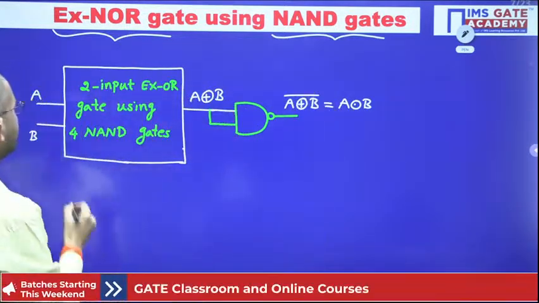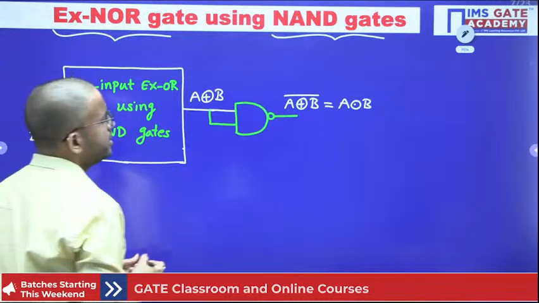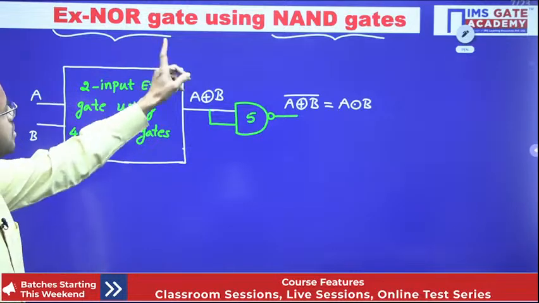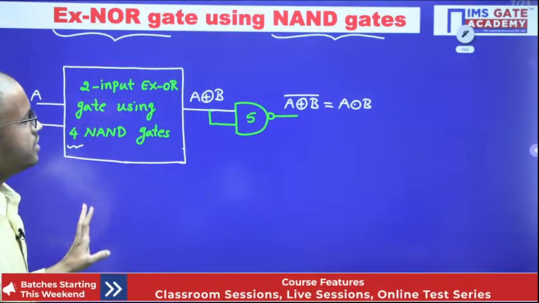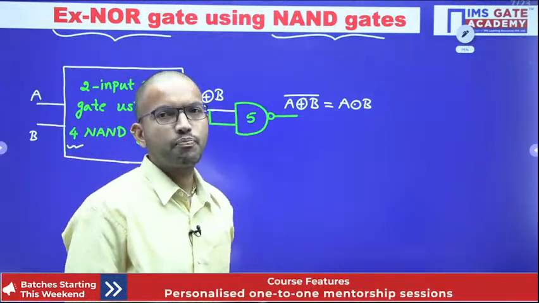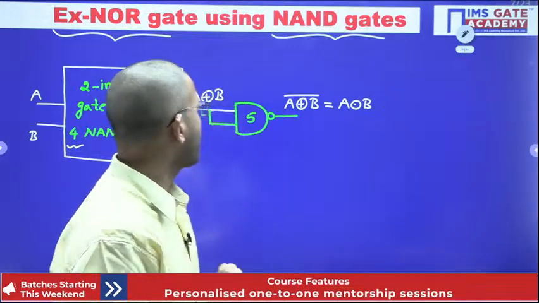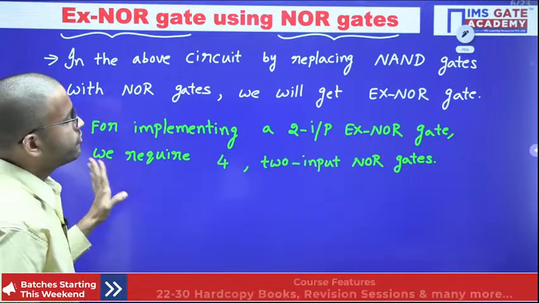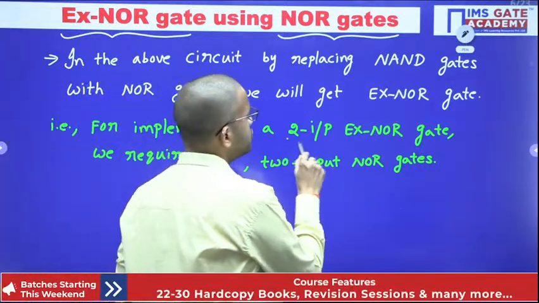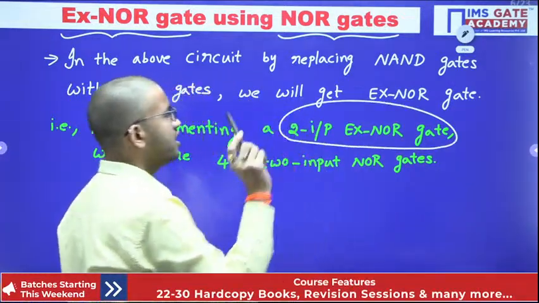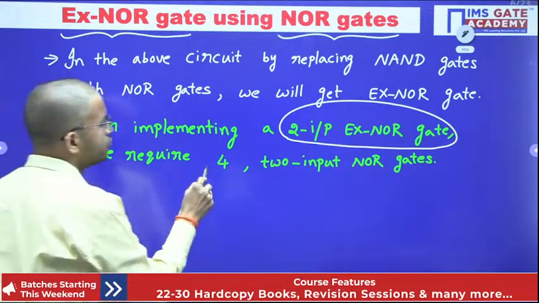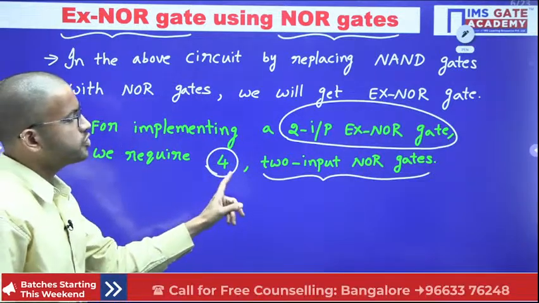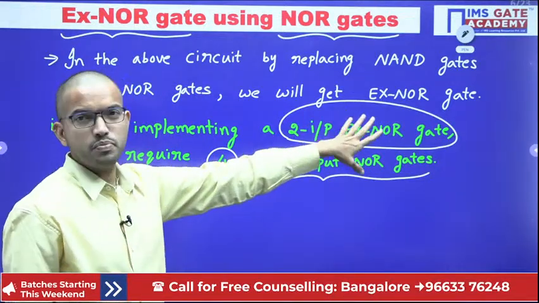So here I have used 4 NAND gates, and now I am using the 5th NAND gate. So for implementing a 2 input XNOR gate, we require 5 NAND gates, right. Similarly, here we have already generated a 2 input XNOR gate by using 4 2 input NOR gates.